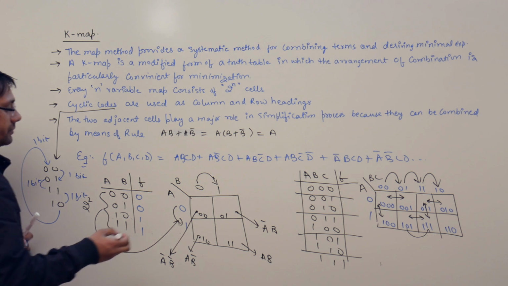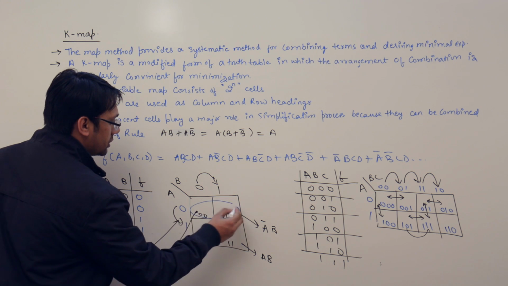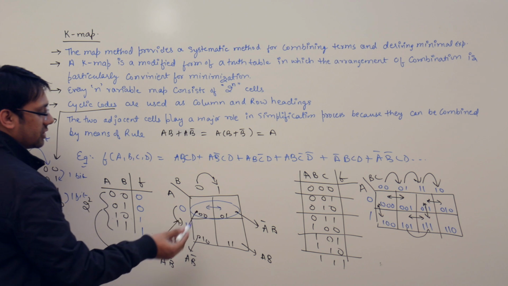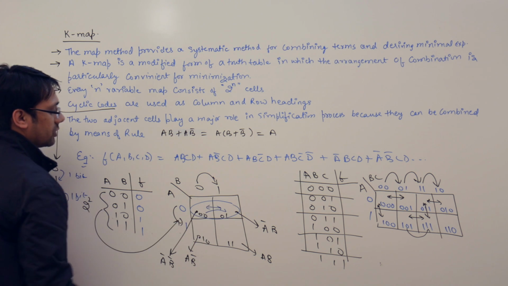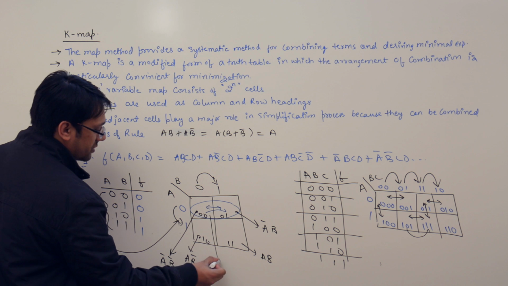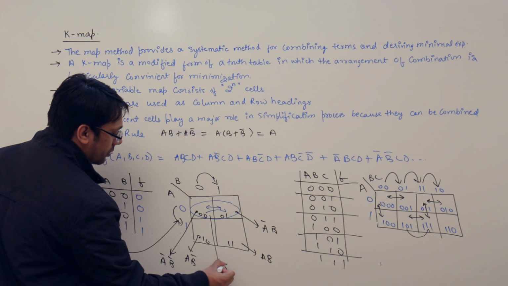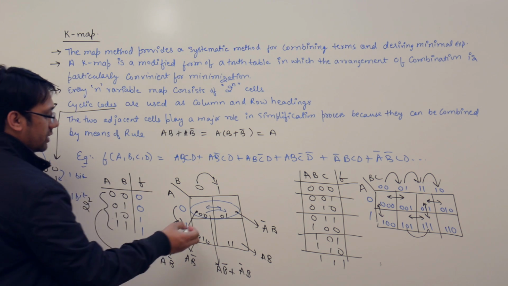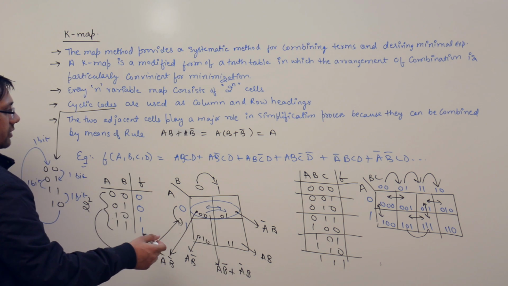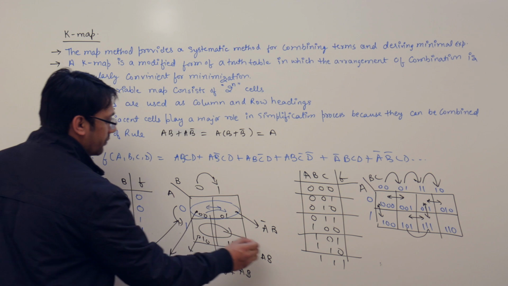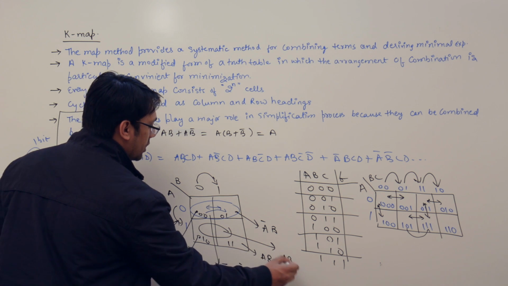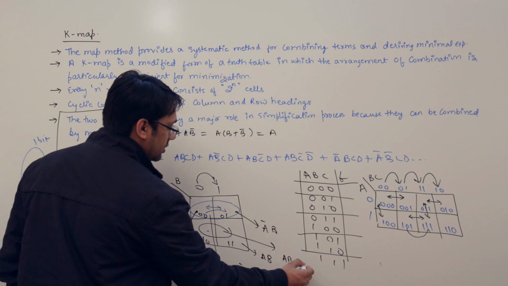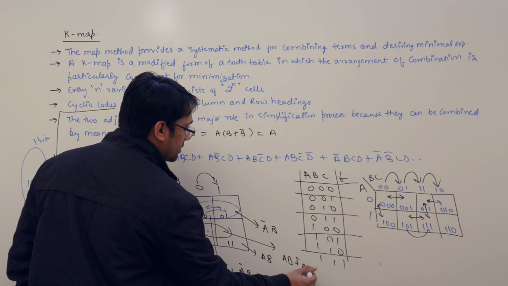So for example, if you take these 2 cells, only 1 bit is changed from here to here. This cell is representing A complement B complement, plus this cell is representing A complement B. Again, if you take these 2 cells, then this cell is representing AB and this cell is representing plus A B complement.